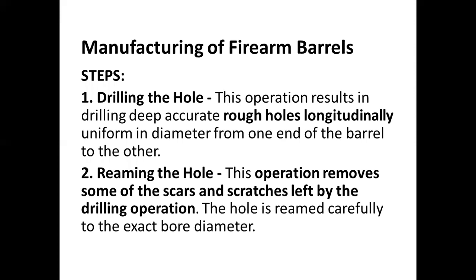So let us have the steps in the manufacture of firearm barrels. Step 1, this is drilling the hole. This operation results in drilling deep, accurate holes, longitudinally uniform in diameter from one end of the barrel to the other. Second, we have reaming the hole. This operation removes some of the scars and scratches left by the drilling operation. The hole is reamed carefully to the exact bore diameter.